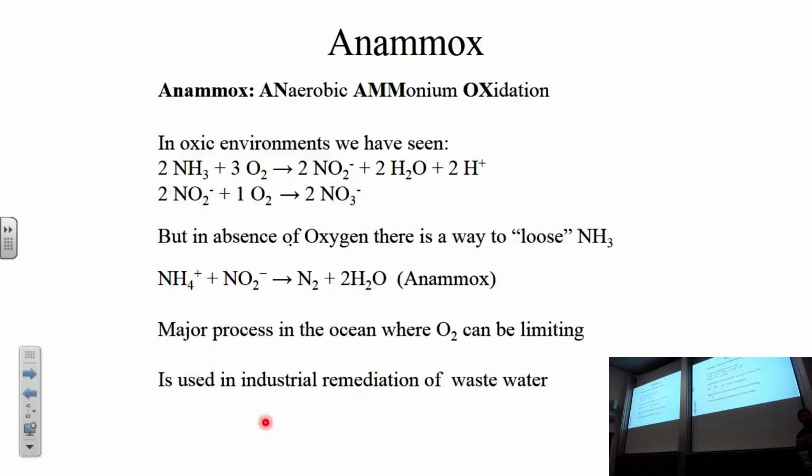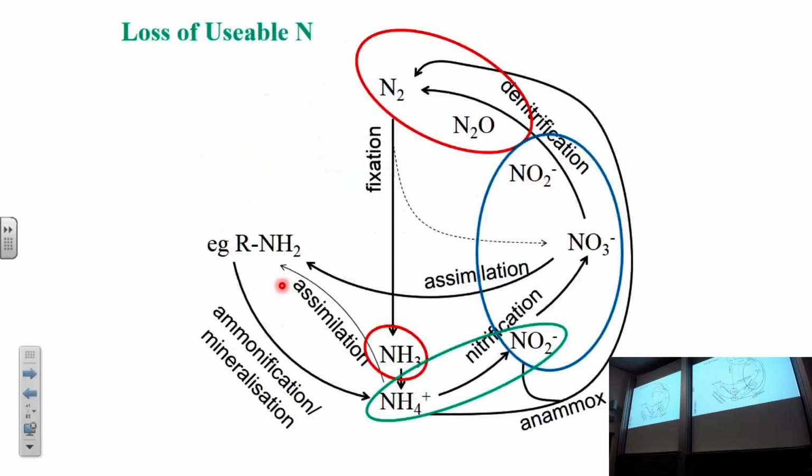But we can now do this in an anoxic environment with a lid on it by promoting this reaction, by adding nitrite. Okay, so this is this process here. If these two species are in an environment, we can add them together, and that's another way of losing nitrogen from the system.